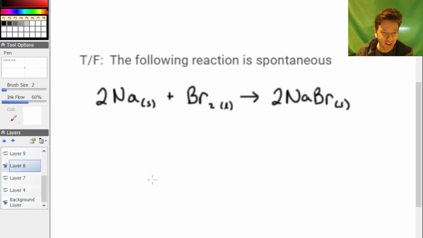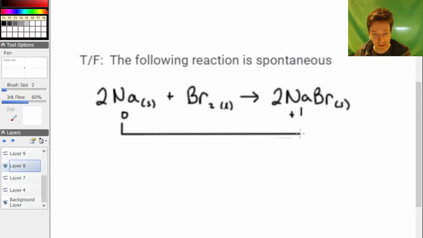Next one. All right, true or false? The following reaction is spontaneous. Okay. This is just a true or false question, but this is going to take a little bit more analysis. First, we need to know what's the reducing agent and what's the oxidizing agent. So let's look at sodium. Sodium initially has a charge of 0, and over here it has a charge of +1. So those are the oxidation numbers for sodium.